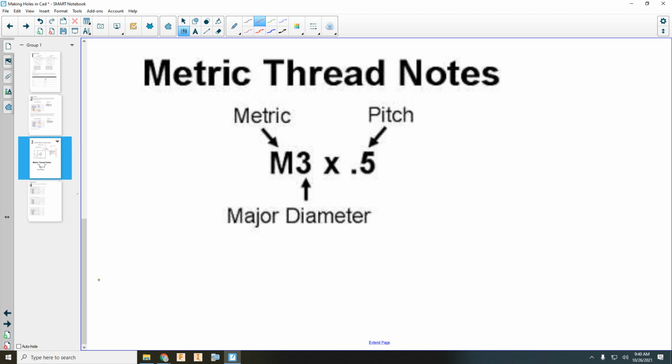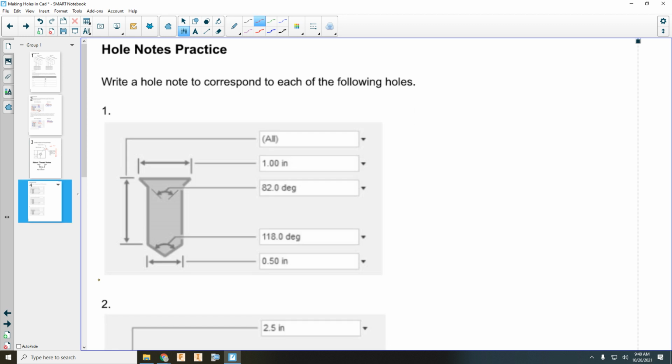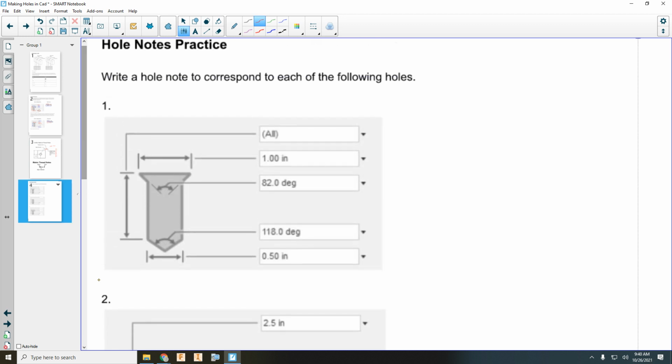Okay, so we've talked about a few examples. We got a few practice problems. So let's go to number 1. Everybody look at that and see if we can write the thread note. You have that in your notebooks. Let's write it down, and if we get it wrong, we'll make corrections.